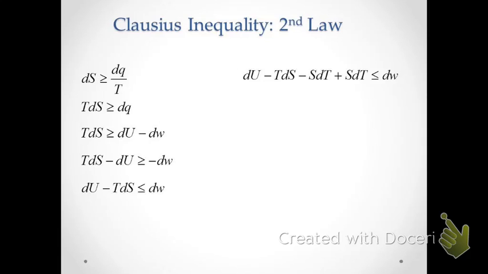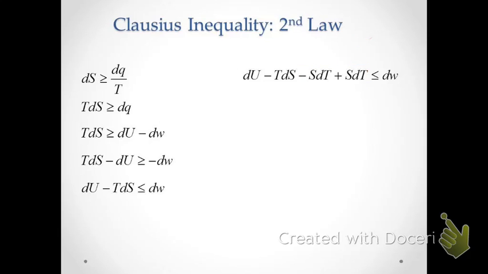And again, if we then additionally add the terms negative SdT plus SdT, it may not be clear right now why we're doing this, but it's going to allow us to derive an additional expression. We're essentially adding 0 to the left-hand side of the equation in the form of this minus SdT plus SdT.